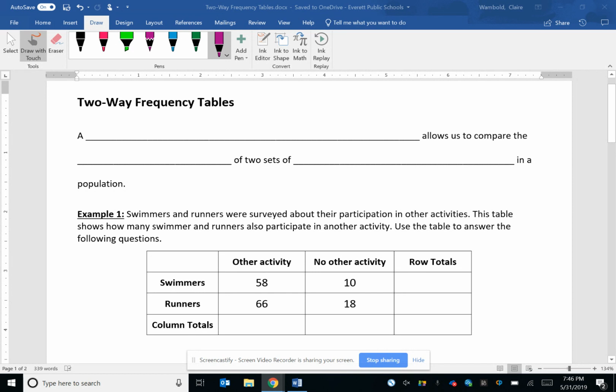Welcome to two-way frequency tables. This is our last statistics topic. After this, we'll be getting ready to take our test. So let's get to it.